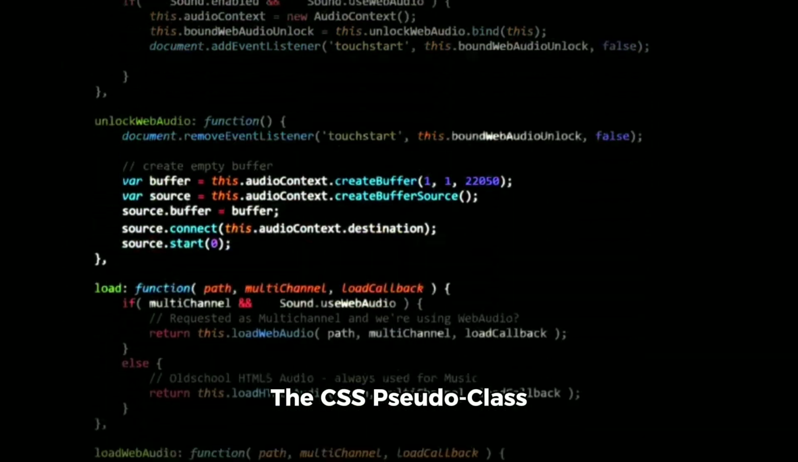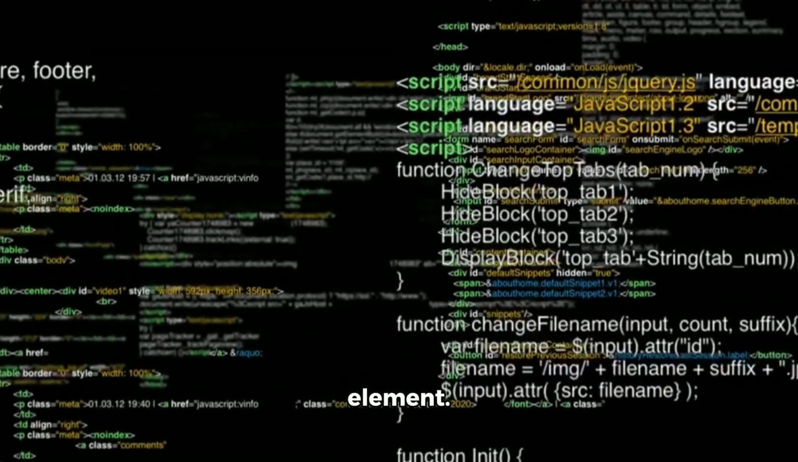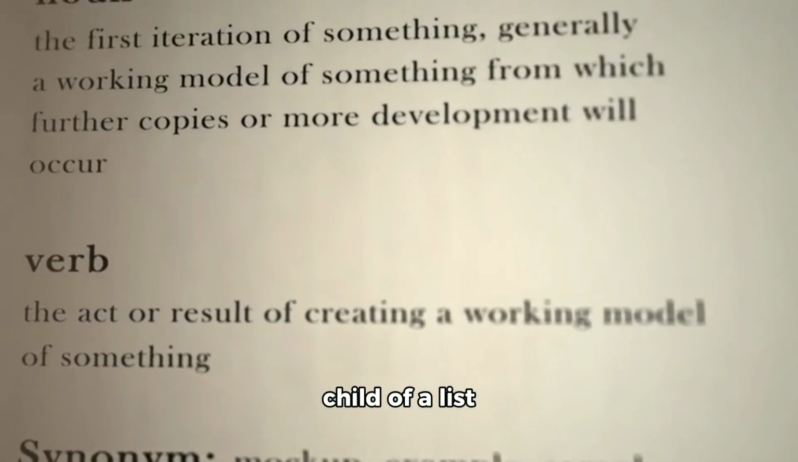8. The CSS Pseudo-Class nth-child. This is a powerful tool for targeting specific children of a parent element. For example, you can style every other child of a list differently.